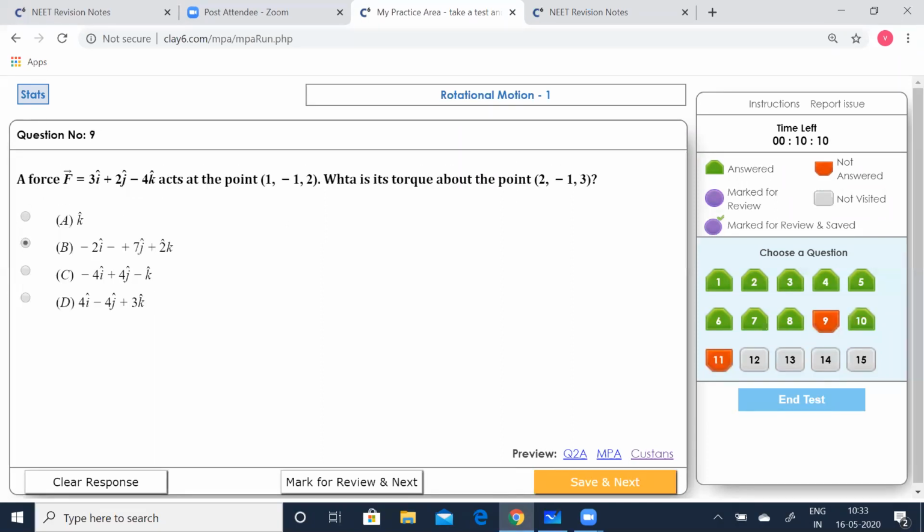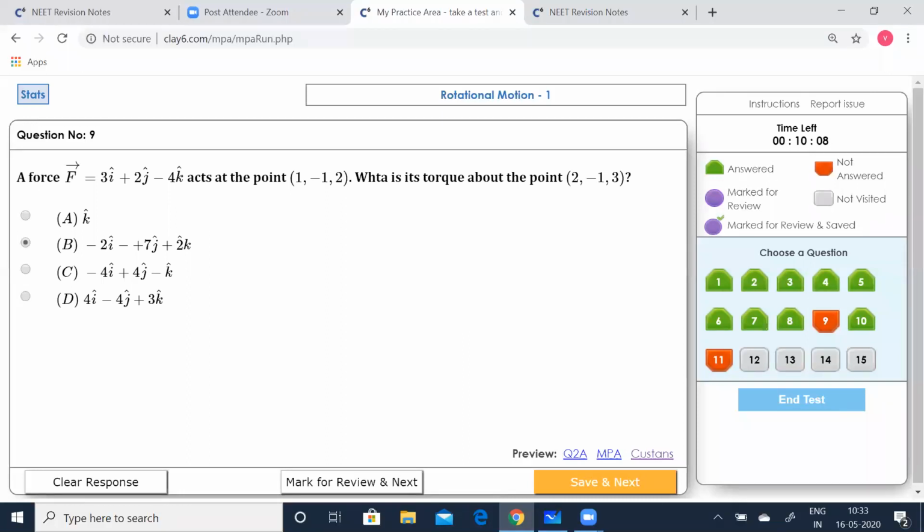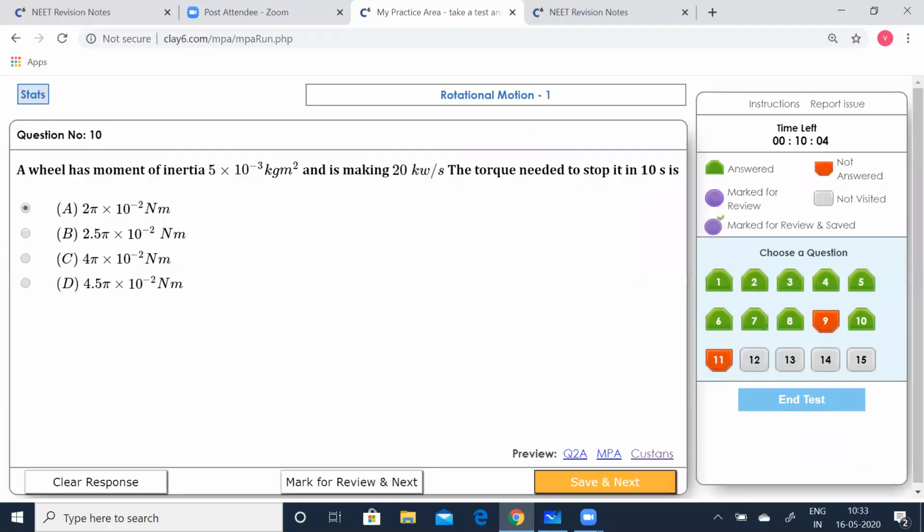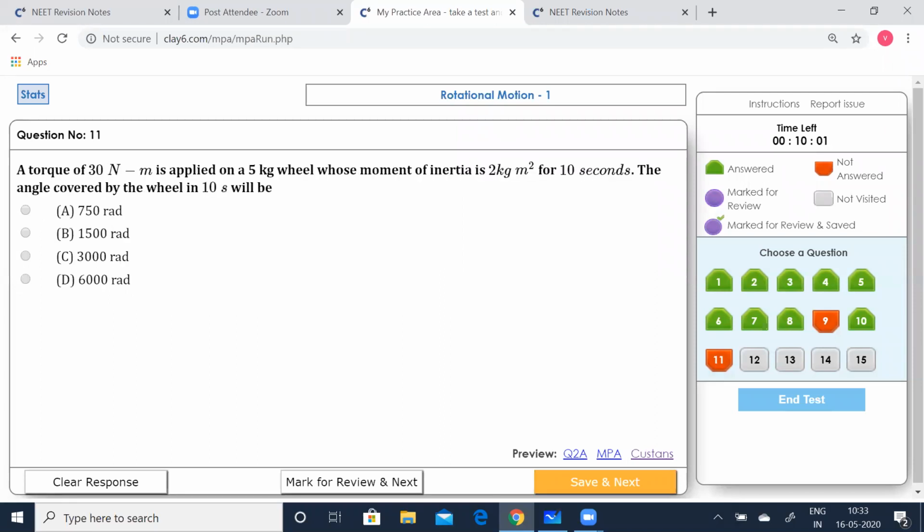Let me see why. Yeah, that's some error, I guess. B, I saved it. Somehow it's not going right.